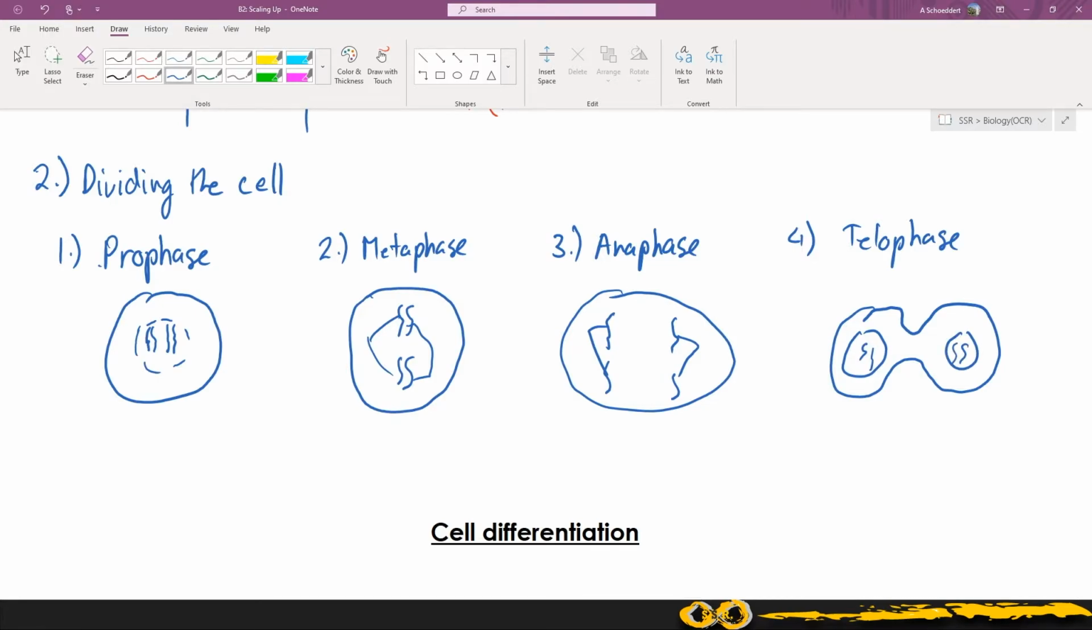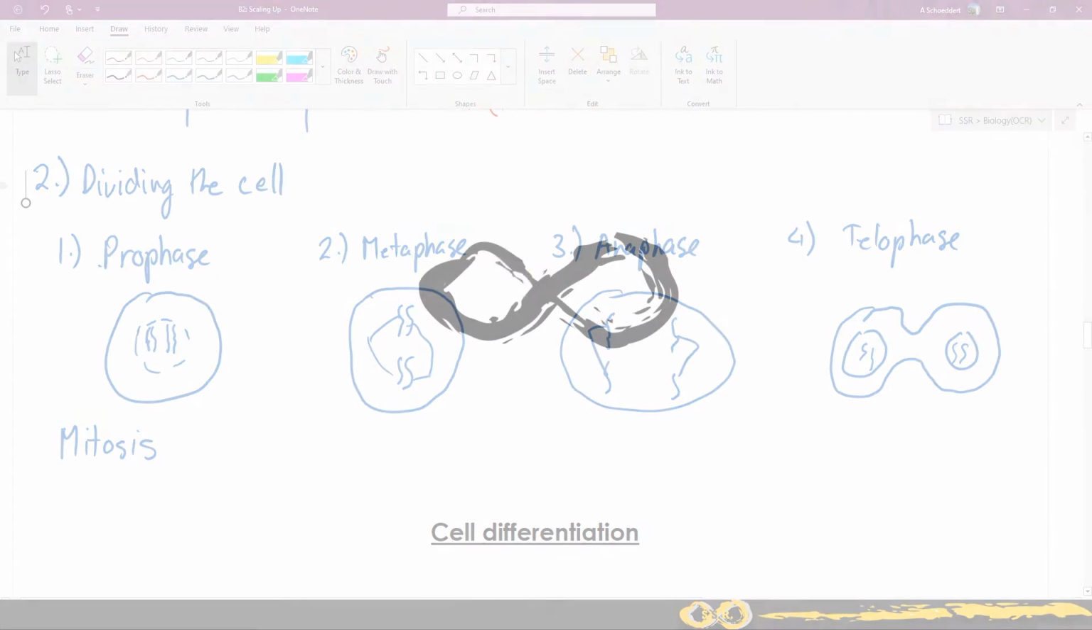Those are the 4 steps that the cell will go through in order to copy itself, and those 4 steps are referred to as mitosis. It's the process of dividing the cell, and it allows you to repair, for example, a cut.